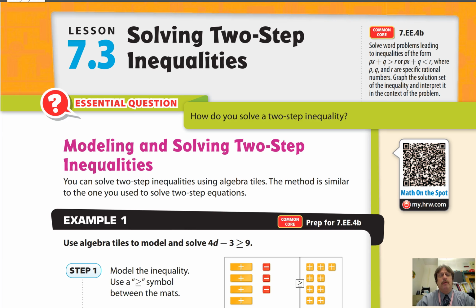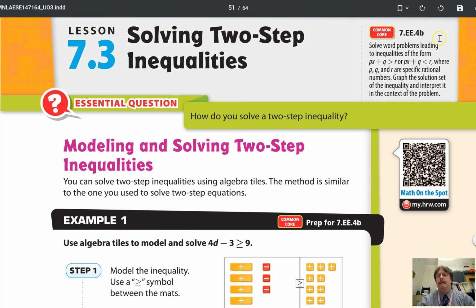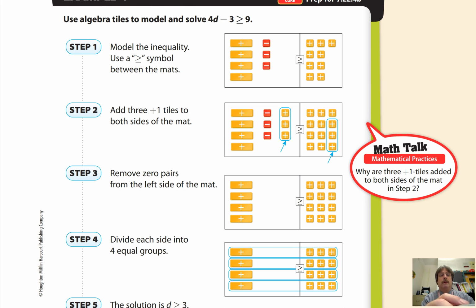In lesson 7.3, solving two-step inequalities, we're going to continue working on our standard 7.EE.4b, expressions and equations. And the essential question then is, how do you solve a two-step inequality? So using the algebra tiles, we have 4d minus 3 is greater than or equal to 9.